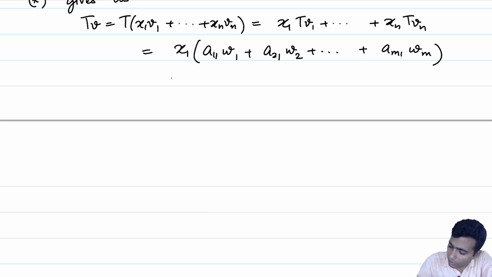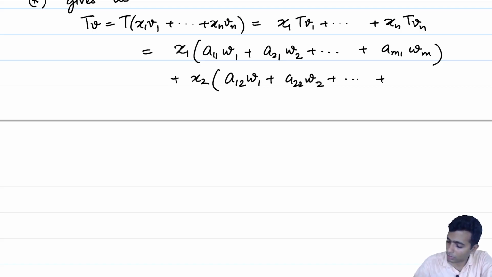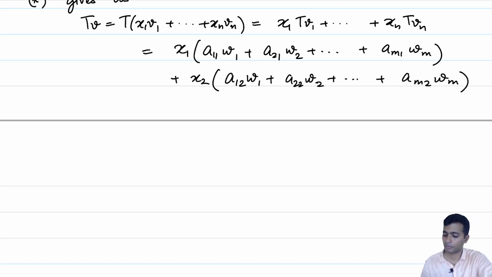Similarly, Tv2 can be written as a12 w1, remember that the second index corresponds to the vector v2 and the first one corresponds to w1. So this is going to be a12 w1 plus a22 w2 plus up to am2 wm, and Tv3 can be written similarly.